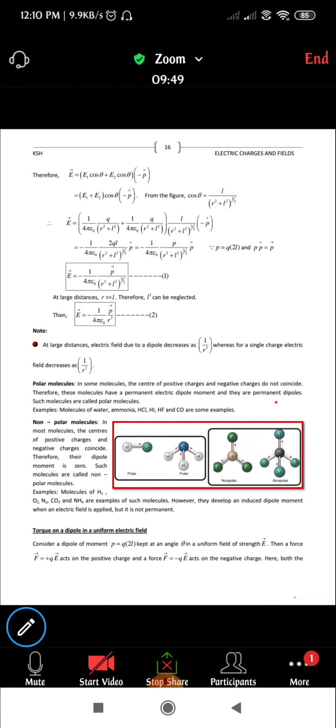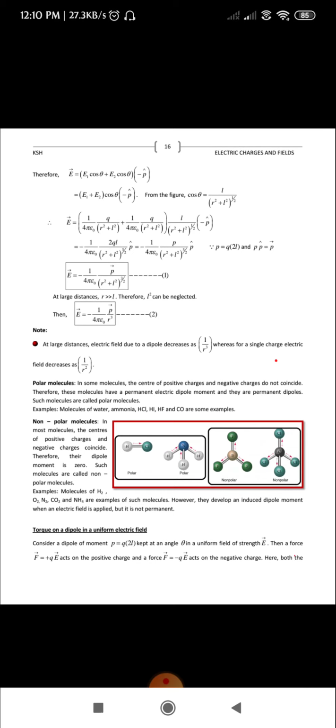Okay, fine. Next topic is polar molecules and non-polar molecules. I'm going to just explain what they are, with examples. In depth, we will study polar and non-polar molecules in the next chapter, electric potential, where I will explain in detail. For now I'll just explain the meaning and the examples.